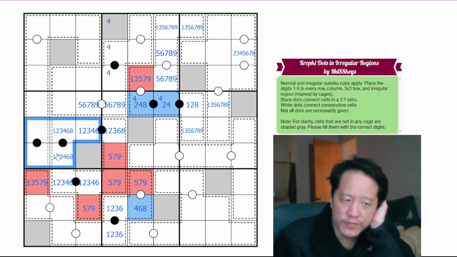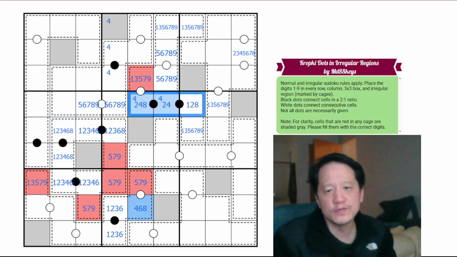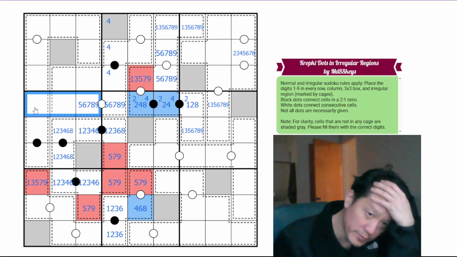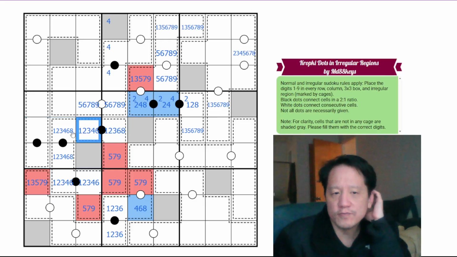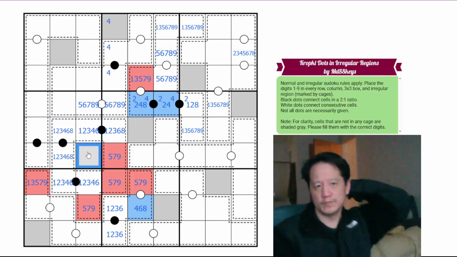4 has to be one of these. 2 also. So 2 is one of these 3 here, which means this can't be 2 in box 4. So 2 could be any of... Oh, 4 could technically also be here.